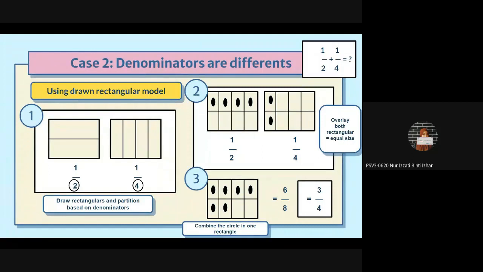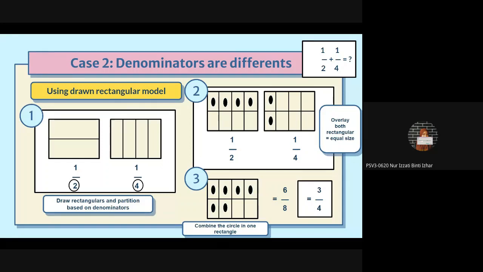For the second one, we divided the rectangle into 4 equal parts. So we draw the rectangles and partition based on the denominators. Then step number 2, we're going to overlay both rectangle shapes from both fractions so that we can have equal partitioning or equal size. But before we shade or color the part, still at the second step, we're going to color or place shapes on each rectangle to represent the fractions.